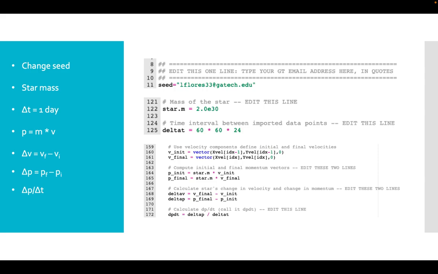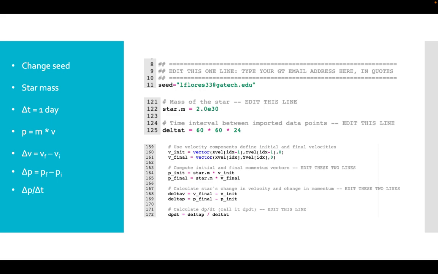So first, with the given code, I'm going to change the seed, change the star mass, and set the change in time to 1 day, which is 60 seconds times 60 minutes times 24 hours. And I'm going to put that the change in the momentum equals mass times velocity, and the change in velocity equals final velocity minus initial velocity, and the change in momentum equals final momentum minus initial momentum.